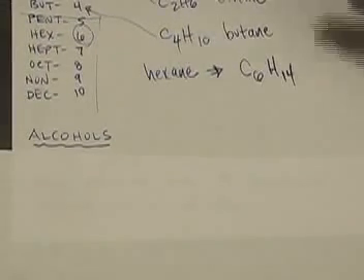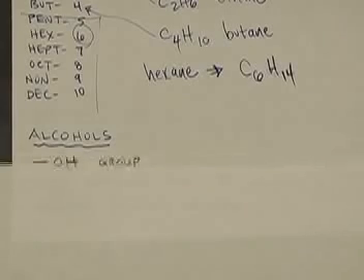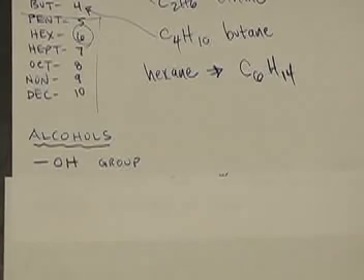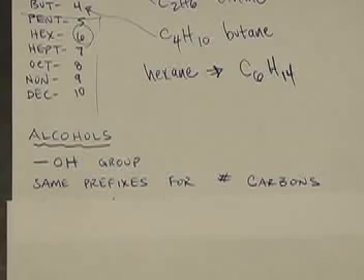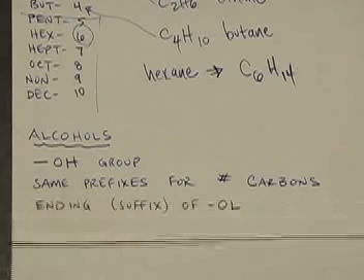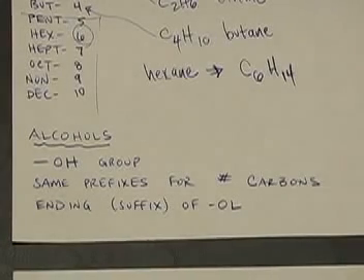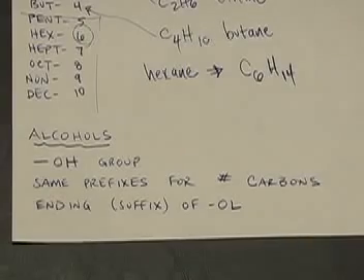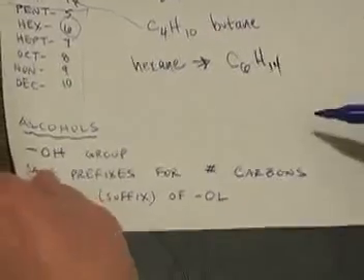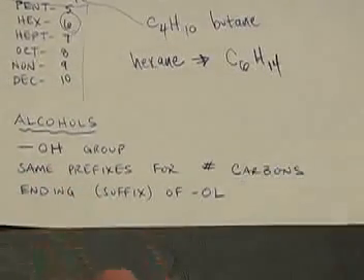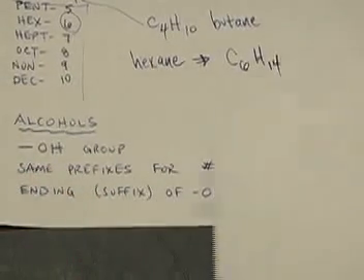One other group are called alcohols that we're going to learn about. Now, alcohols are a derivative of alkanes, and these contain an OH group, or a hydroxyl group, stuck onto the chain of carbons. They use the same prefixes for the number of carbons to name them, except they end with the suffix -ol instead of -ane like we used up here.